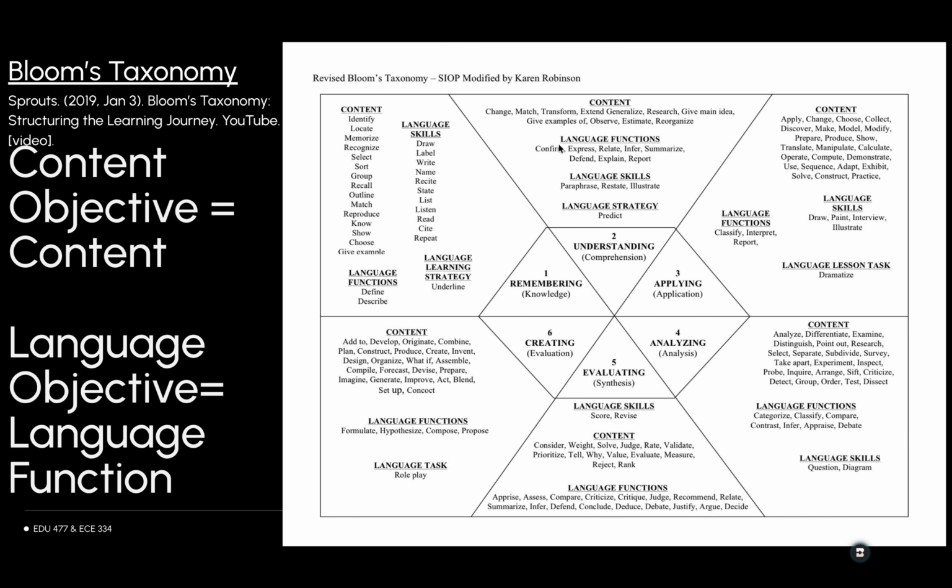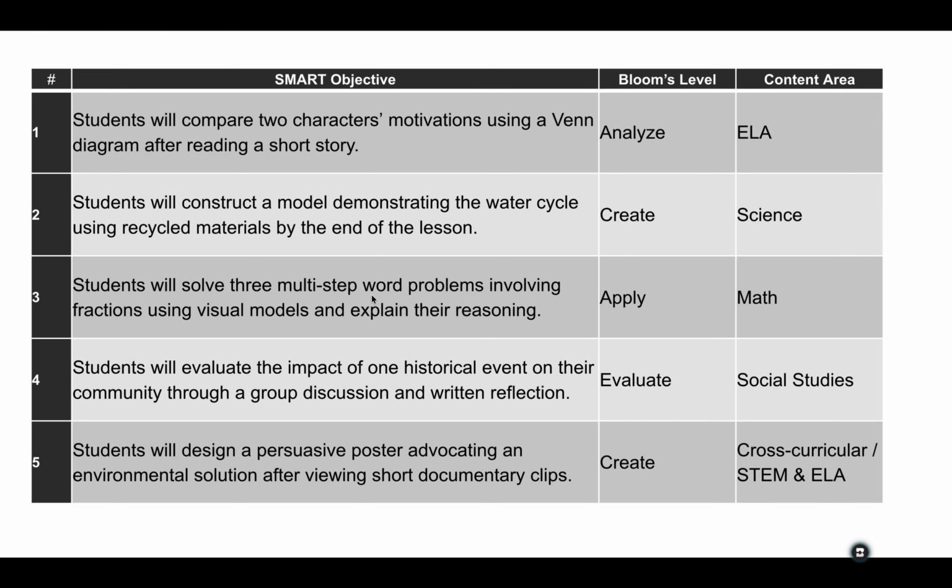And in this, I love this visual because this is really helpful to make objectives. Where it says content, that's the content objectives. Where it says language functions, that's a language objective. So then here are some examples of objectives using the different levels of Bloom's taxonomy.